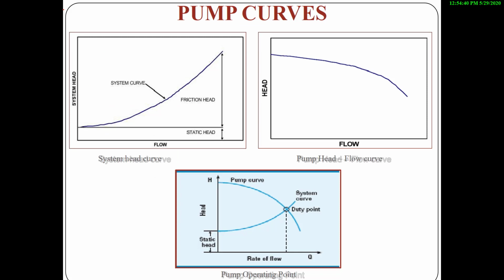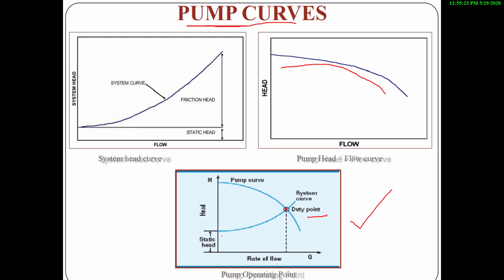And there are pump curves. There are two curves available for a pump system, that is the system head curve and the pump head curve. The system head curve is like this, and the pump head curve is like this, and the combination of these two curves forms the pump operating point or duty point. In this graph, the point of intersection of these two curves is called the duty point or operating point, where the pump is operating.